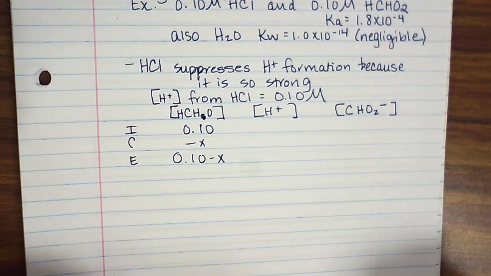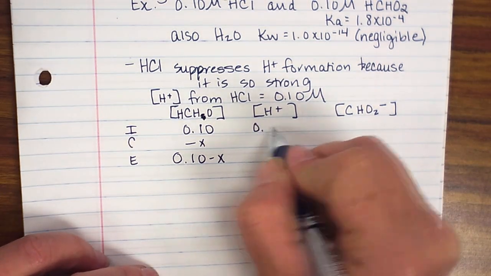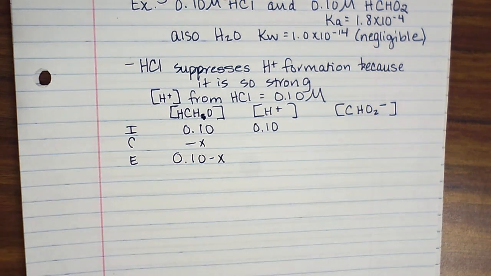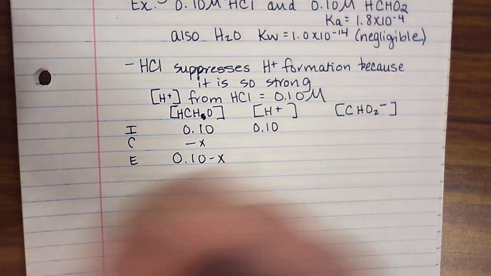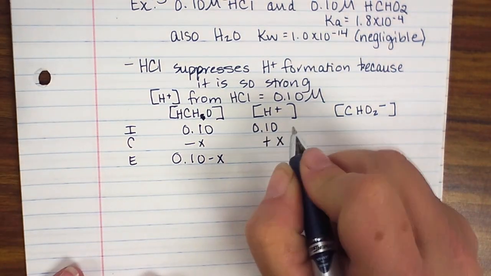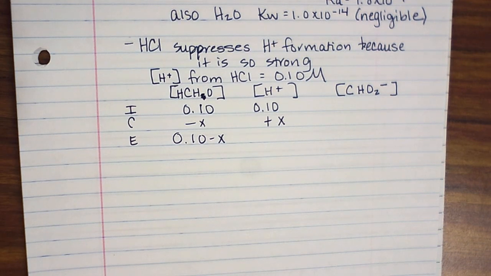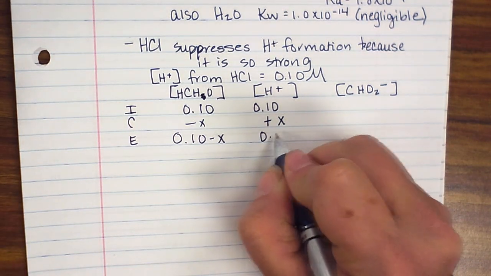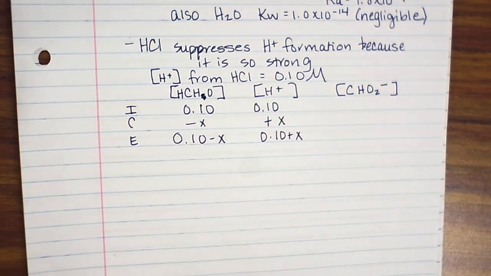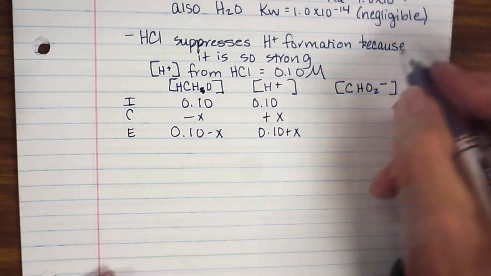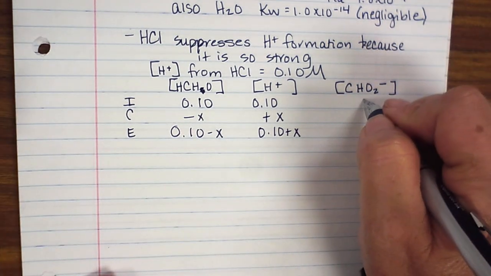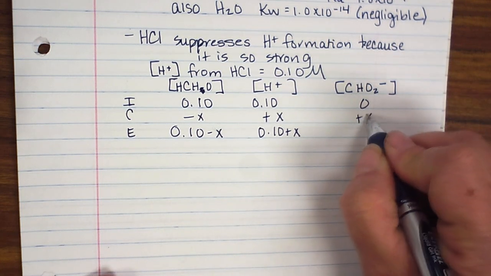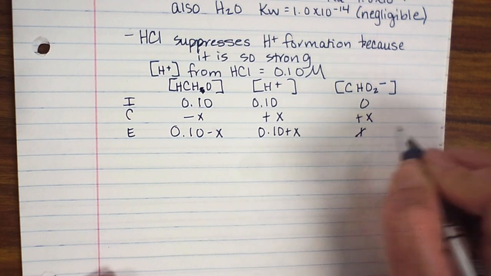But the hydrogen already has a concentration. From the HCl, it has a concentration of 0.10. And then it's going to get more from the formic acid. So ultimately, its concentration is going to be 0.1 plus x. And then the ion is going to be at 0, and then it's going to add x, and then ultimately, it's going to be just x, right?